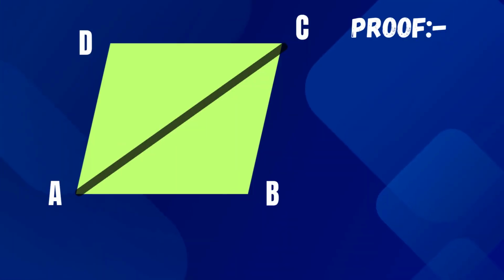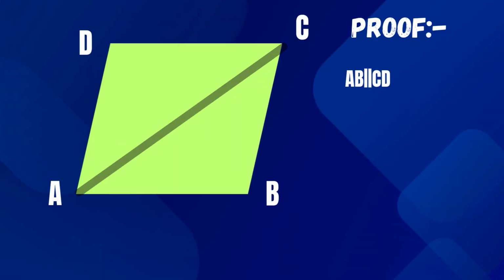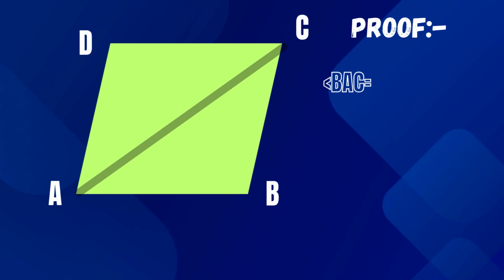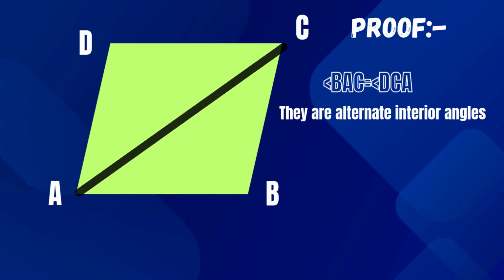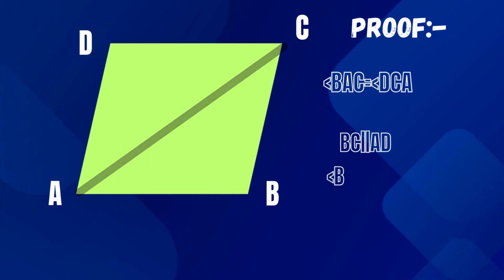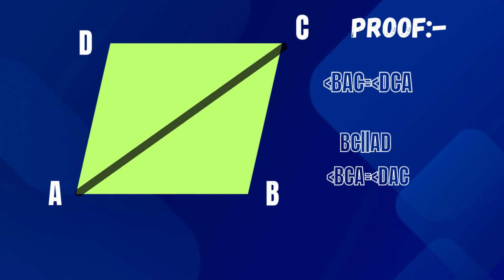Since AB is parallel to CD, angle BAC equals angle DCA, and they are alternate interior angles. BC is parallel to AD, therefore angle BCA equals angle DAC. They are also alternate interior angles.